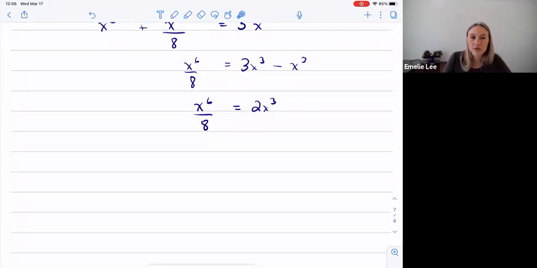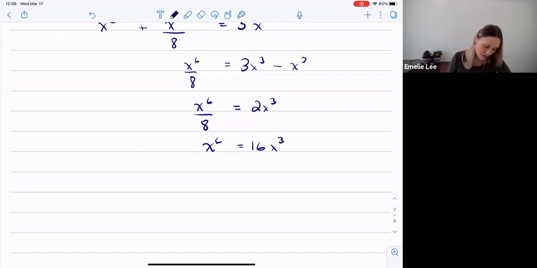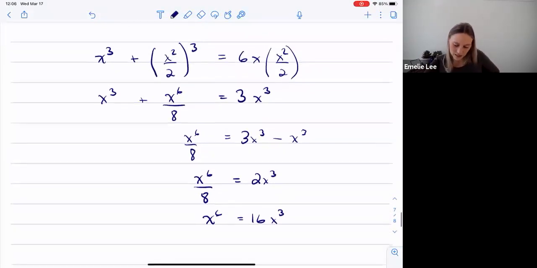Then I can multiply this 8 over, so I get x to the 6 equals 16x to the 3. Now I'm trying to solve for x, right? So eventually I'm moving towards x, and there might be other ways, kind of quicker ways that work for you to find it. I don't see any, but I don't know. Depends on how you rearrange things.